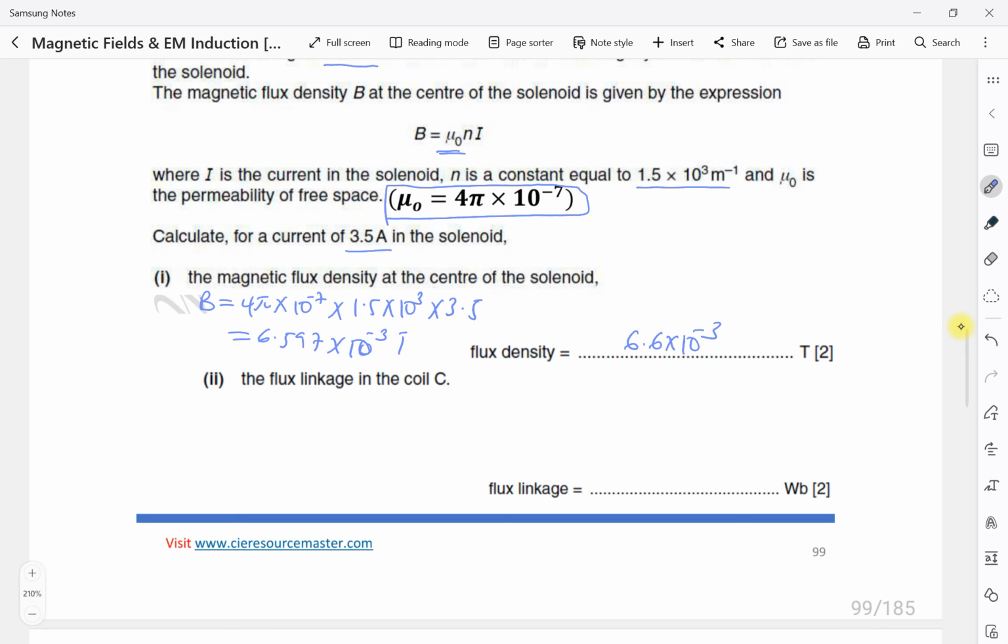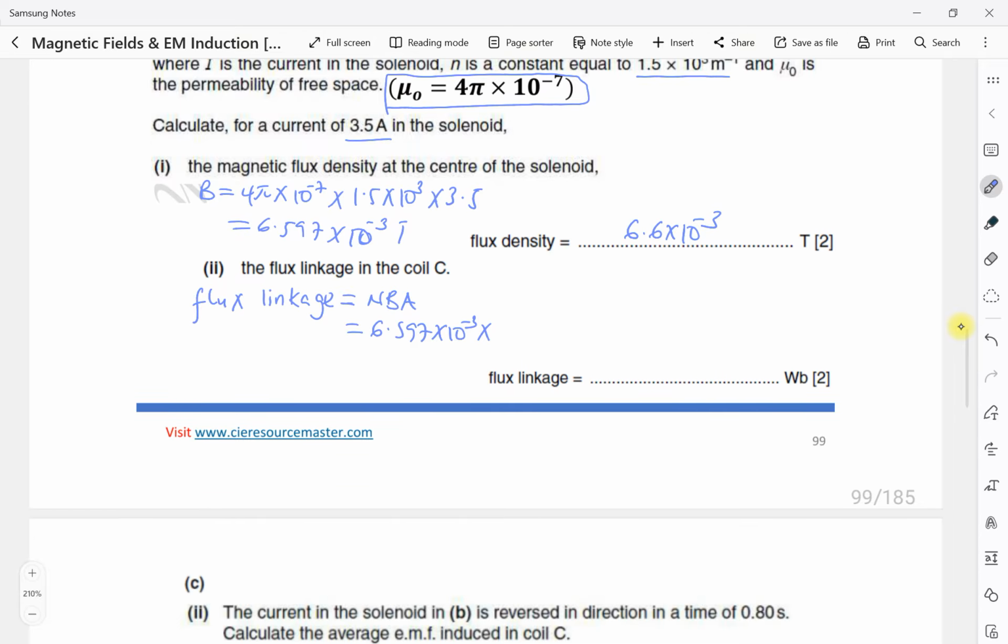Calculate the flux linkage in the coil. So we know that flux linkage has no specific symbol. Do not use the symbol for magnetic flux to mean flux linkage. So flux linkage is equal to NBA, which is going to be equal to 6.597 times 10 to the power of minus 3 times the number of turns, which was 160.